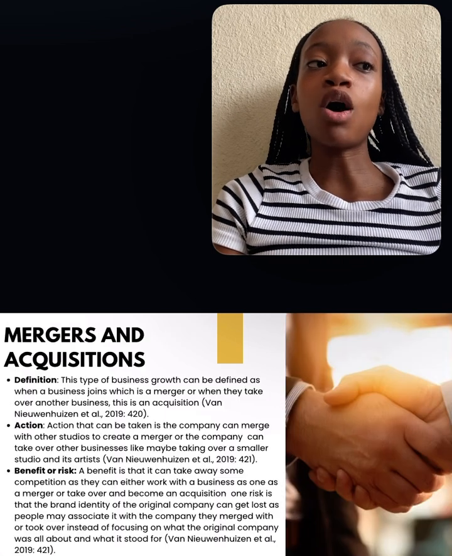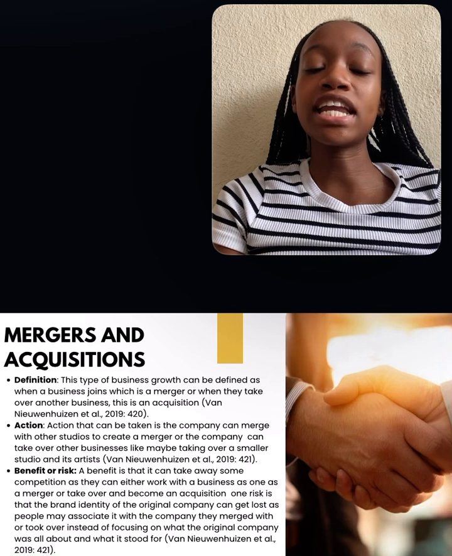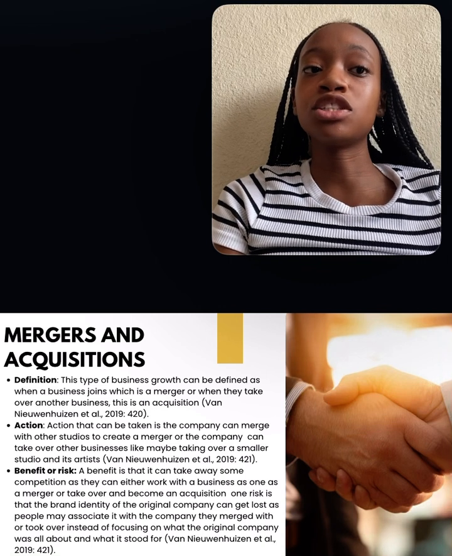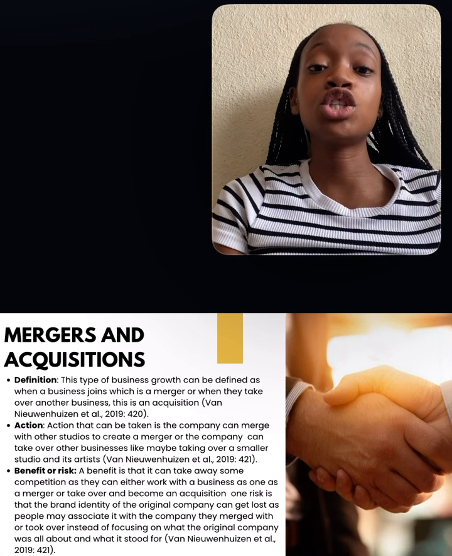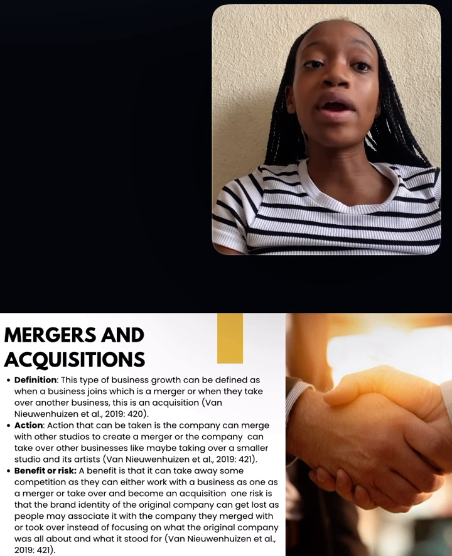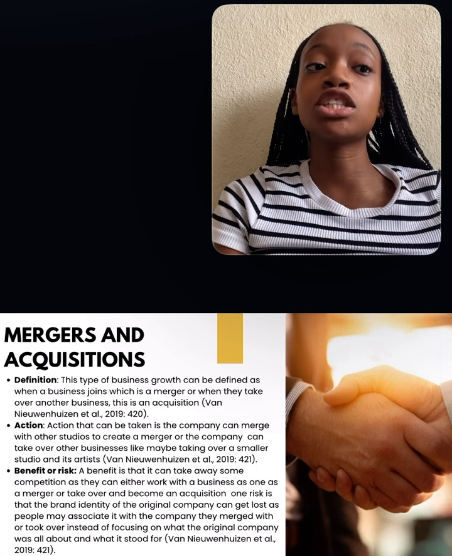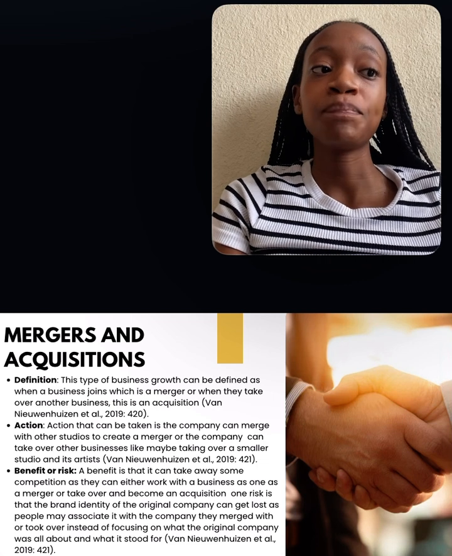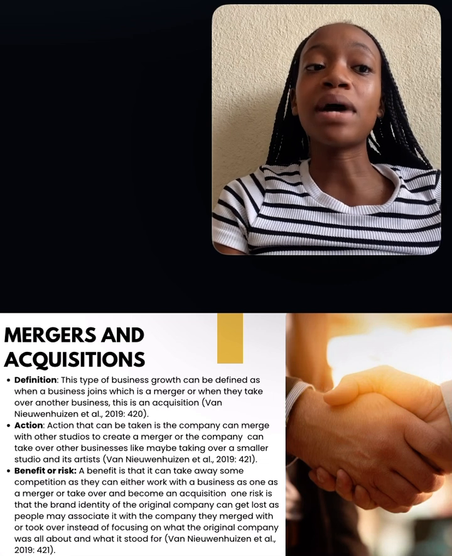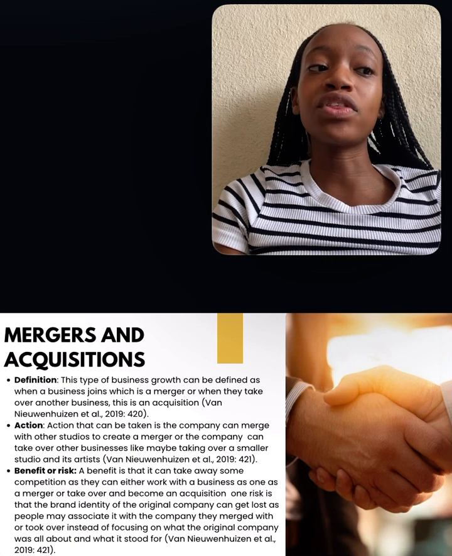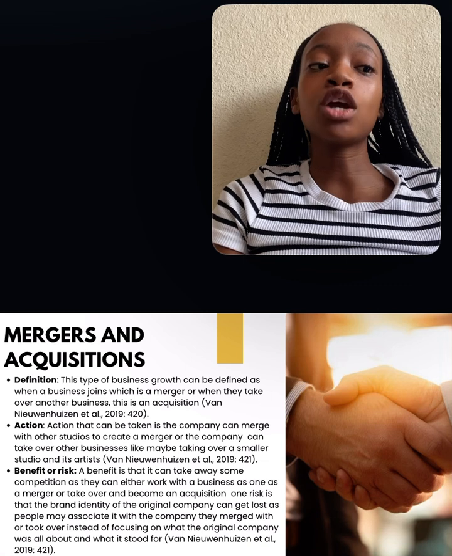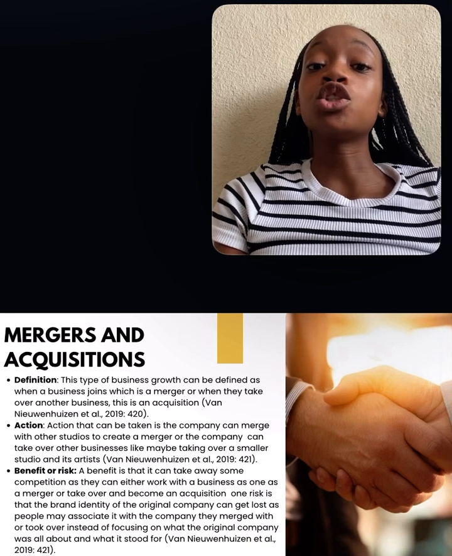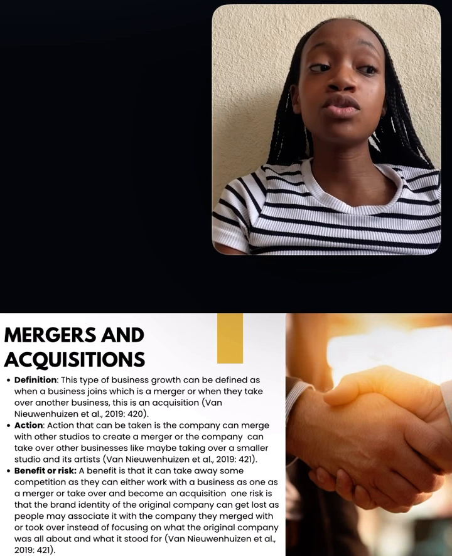Now, another type of business growth is mergers and acquisitions. This type of business growth can be defined as when a business joins another business. This is what we refer to as a merger, or when a business takes over another business, this is what we call an acquisition. Now, action that can be taken by the business is that they can merge with other studios, or they can take over other businesses like a smaller studio or smaller studios as well as its artists.